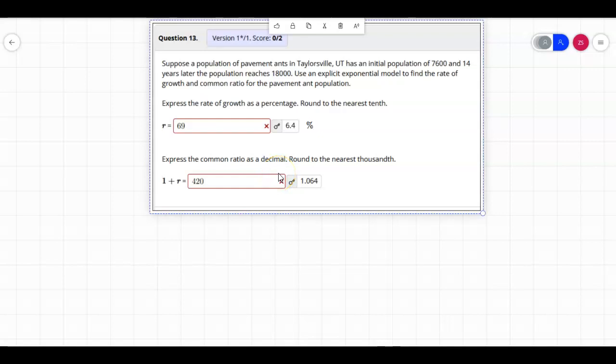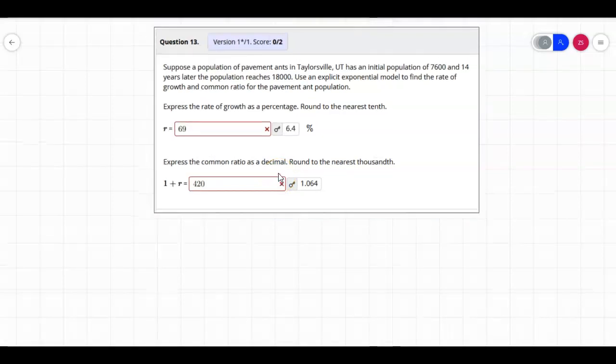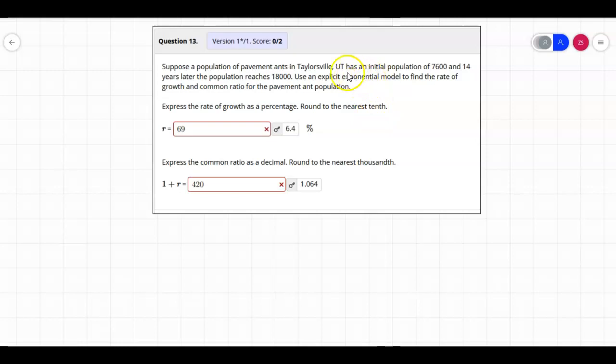All right, let's take a look at this question. First off, it says exponential model. So an explicit exponential model, the one that we have for our formulas, is P sub n equals P sub 0, parenthesis 1 plus r, to the parenthesis nt. Now I use parenthesis around the nt to make sure my calculator works the problem correctly. Without that, often it will give me mistakes.